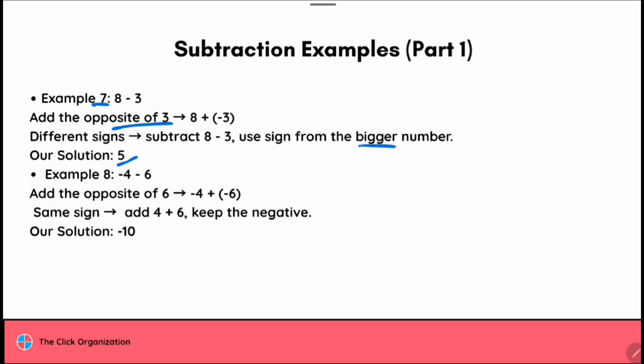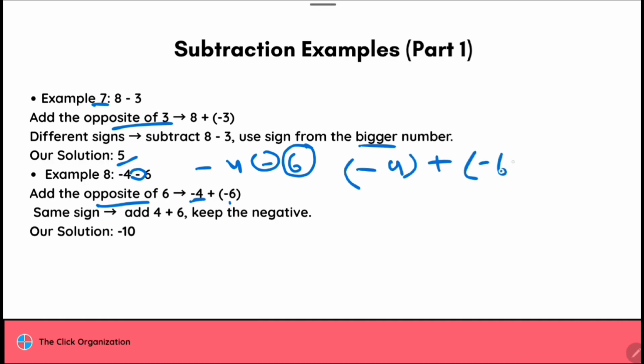So the answer would be positive 5. Example number 8 says minus 4 minus 6. In this case, add the opposite of 6, right? Minus 4 plus minus 6. So when we are using the opposite rule, just ignore the sign in the middle. So in this case, it would be minus 4 minus 6, right? Ignoring the sign, we have positive 6, so take the opposite of positive 6. So minus 4, then plus minus 6.